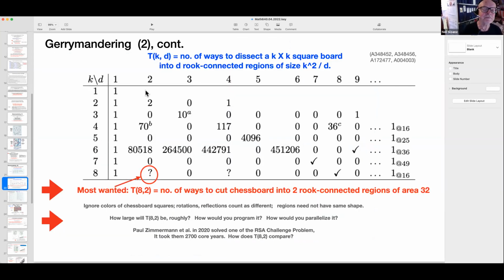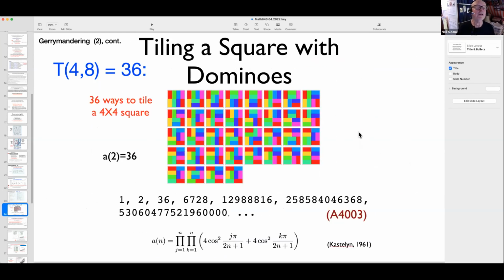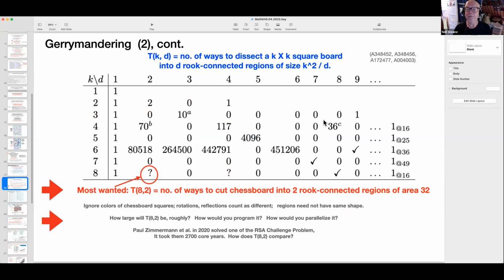And so we know some things about this. What do we know? One thing we do know is the famous dimer problem. How many ways can you cut up an n by n board into dominoes? Dimers, physicists call them, 1 by 2 polyominoes, 1 by 2 blocks. And there are 36 ways of dividing up a 4 by 4 square into dominoes. And the nice thing about this is there's a beautiful explicit formula for the number of ways to do this. See, it's sequence A4003, Kasteleyn, 1961. Amazing that there is a formula. Very surprising.